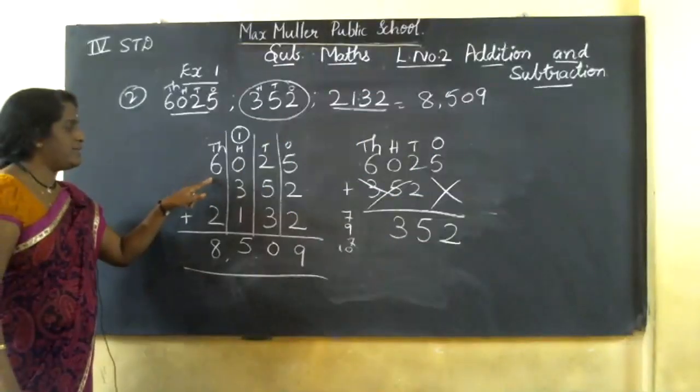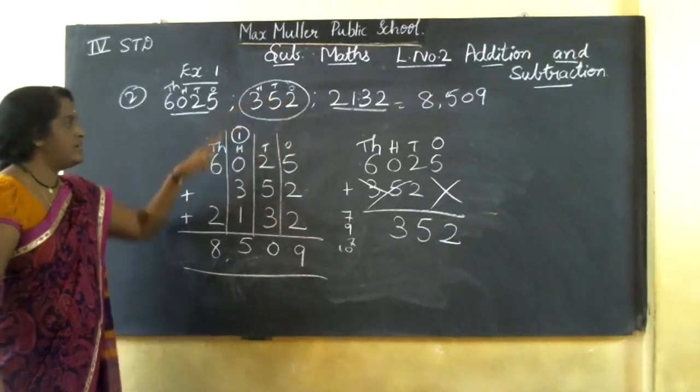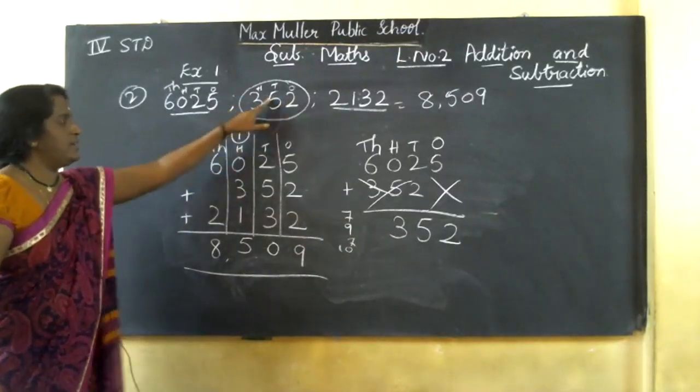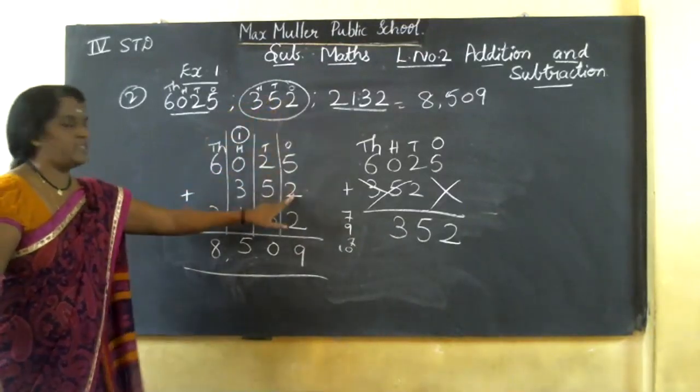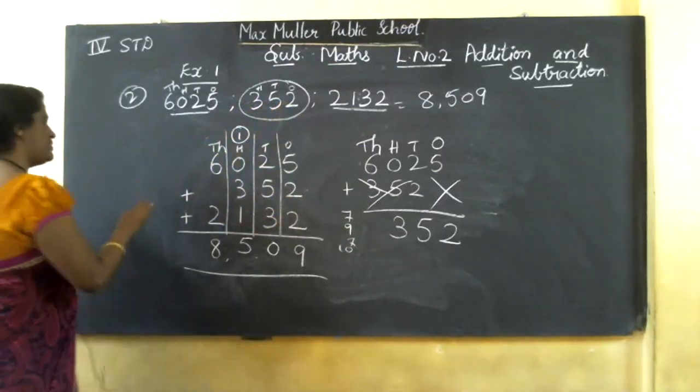You should not start 3 in the thousands place. This is hundreds. See, ones, tens, hundreds. So, in the hundreds place only 3, tens place only 5, ones place only 2. So, you should copy down like this. Got it? So many children I know.